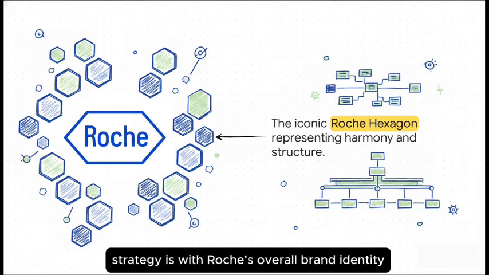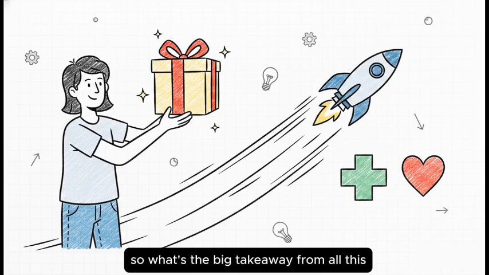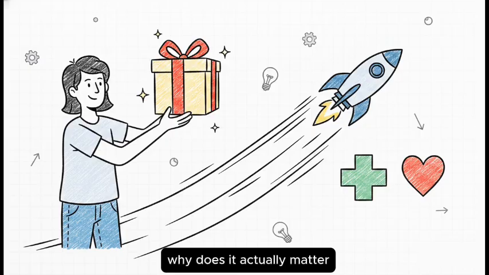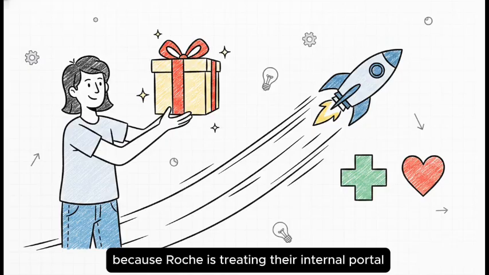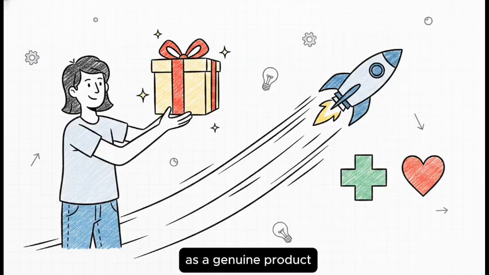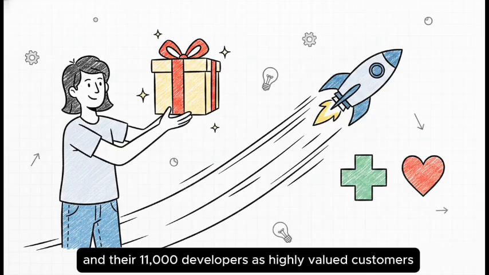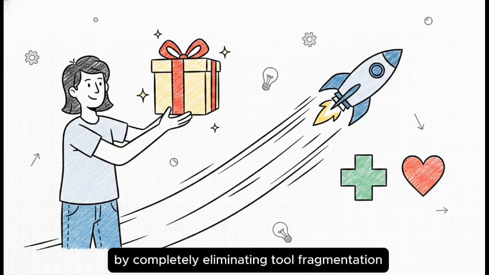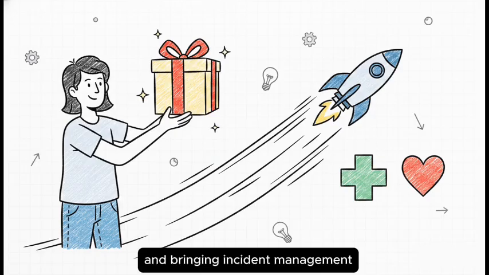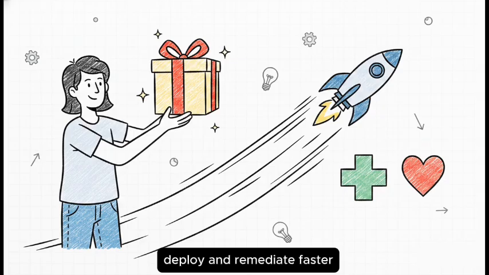overall brand identity. So what's the big takeaway from all this? Why does it actually matter? Well, it matters because Roche is treating their internal portal as a genuine product, and their 11,000 developers as highly valued customers. By completely eliminating tool fragmentation and bringing incident management right into one self-service platform, they empower teams to build, deploy, and remediate faster. And in the healthcare space, moving faster translates directly to improving patient lives.